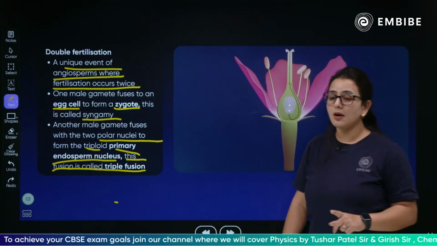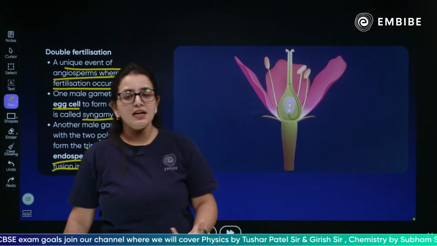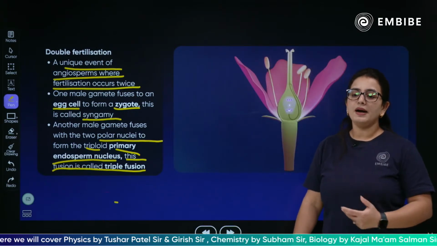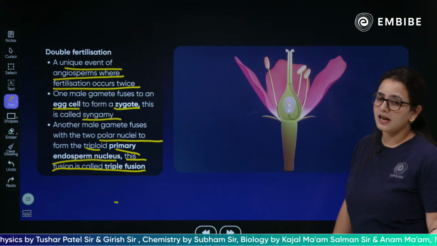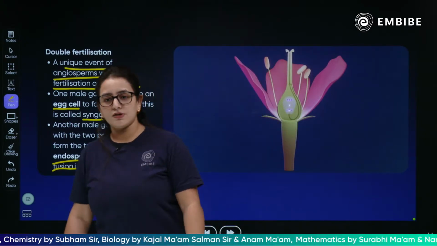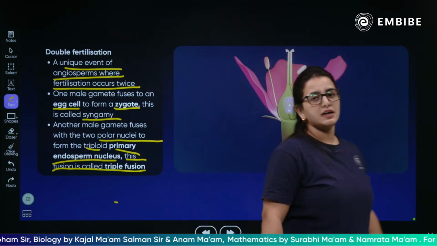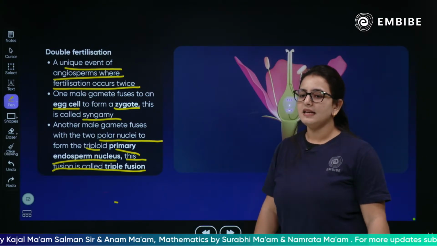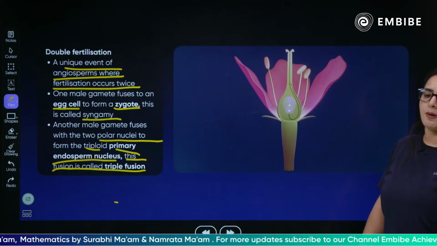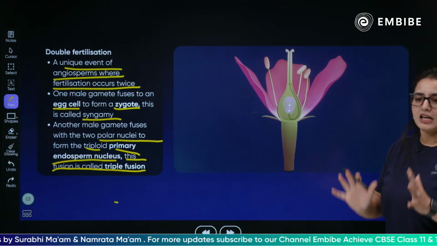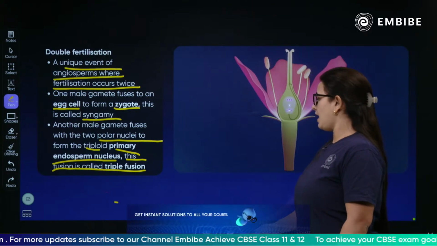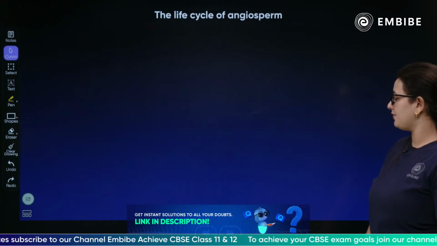The question sometimes comes up: in gymnosperms, when is the endosperm formed? Endosperm is formed before fertilization, but in angiosperms it is formed after fertilization. This is how the triploid primary endosperm nucleus forms, and this fusion is called triple fusion, leading to the formation of the primary endosperm nucleus. Okay, this is all about double fertilization, which is a very unique feature of angiosperms. Clear?